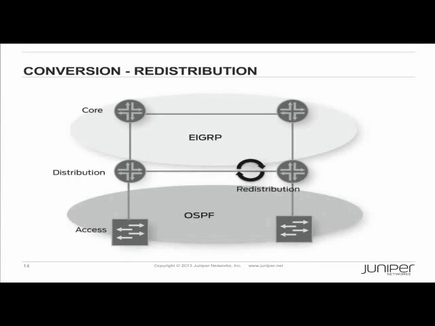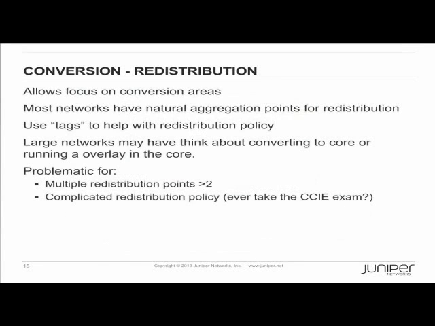Okay. The second conversion model is the redistribution model. Typically, there are natural redistribution points in your network. So just finding those and developing the policies that you need can make this one very much worthwhile. So what it allows you to do is kind of convert sections of the network and then redistribute the OSPF to EIGRP routes, in effect, so you can maintain that connectivity.